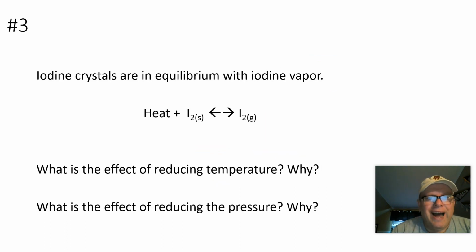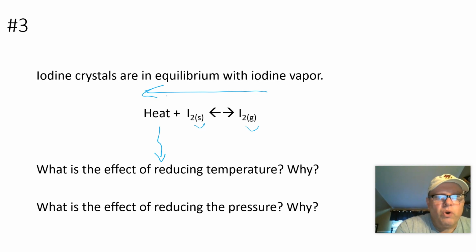So number 3 had iodine crystals and iodine vapor. The difference here is we've got solid on this side, we've got gas on this side, and you have to heat up the solid in order to vaporize it. So the effect of reducing temperature: if we take energy out, if we take temperature or heat out, it is going to try to restore that heat. So it's going to push equilibrium towards the reactant side.